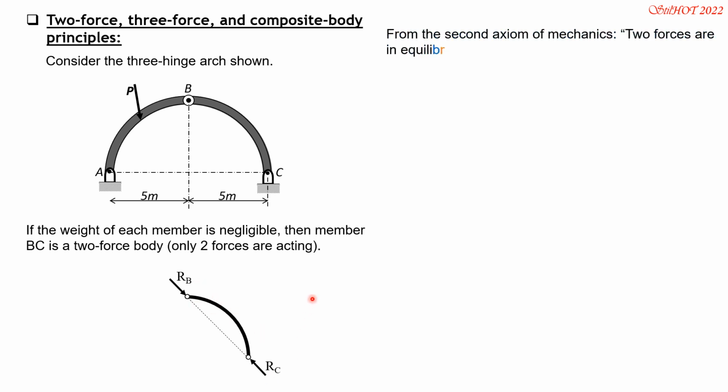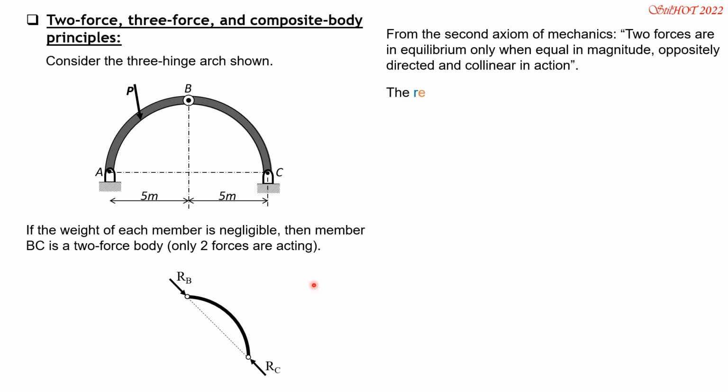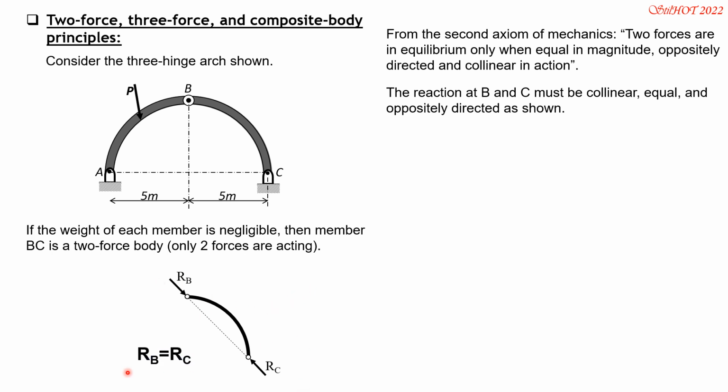So from the axiom of mechanics, again, two forces are in equilibrium only when equal in magnitude, oppositely directed, and collinear in action. So the reactions at B and C must be collinear, equal, and oppositely directed as shown in the figure. So R sub B equals R sub C. Meanwhile, for segment AB, this is a three-force body principle because there are three reactions, and these forces must close according to triangle law for the system to be in equilibrium.